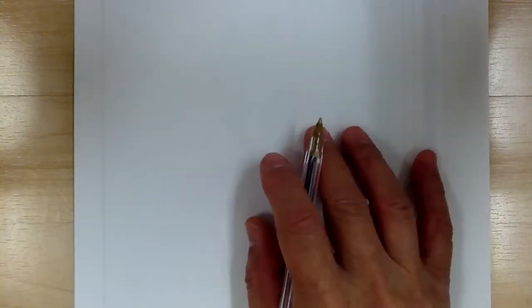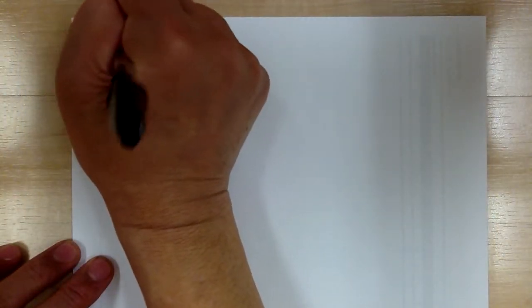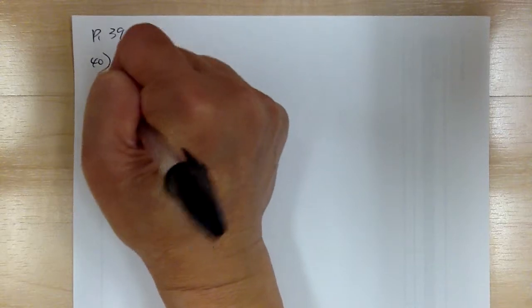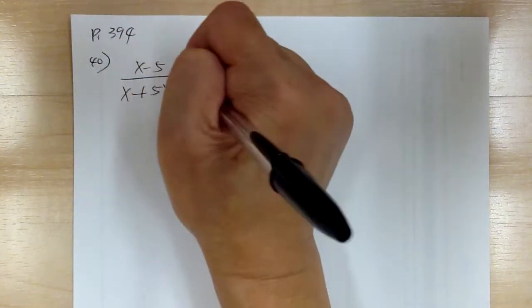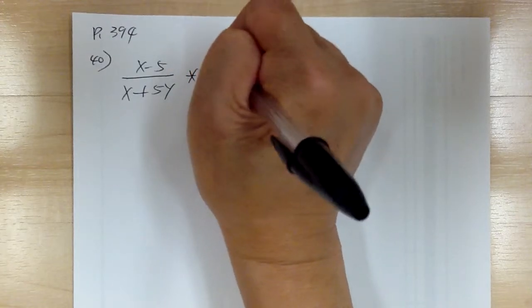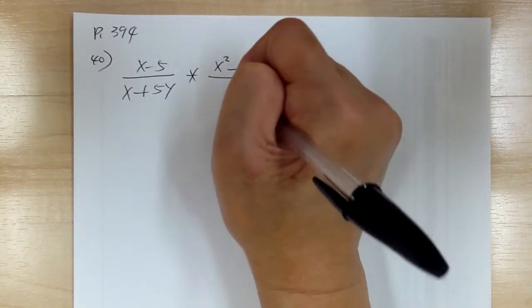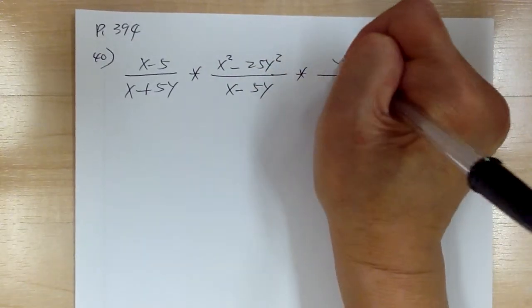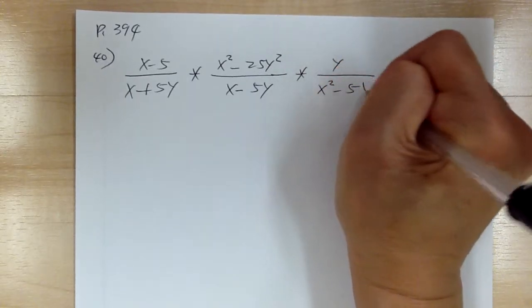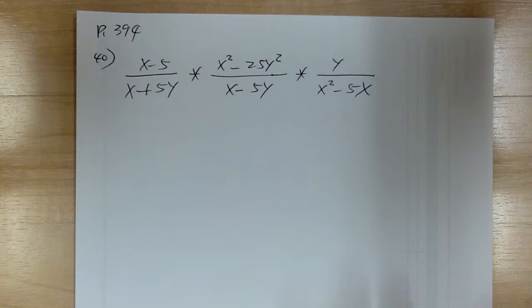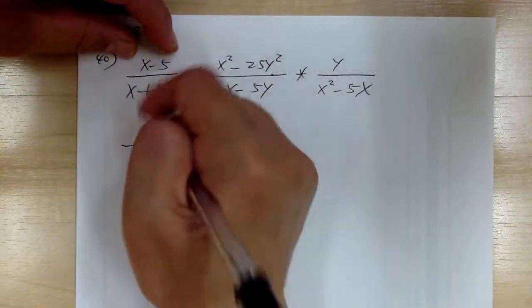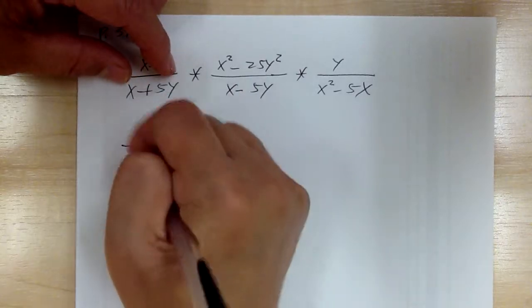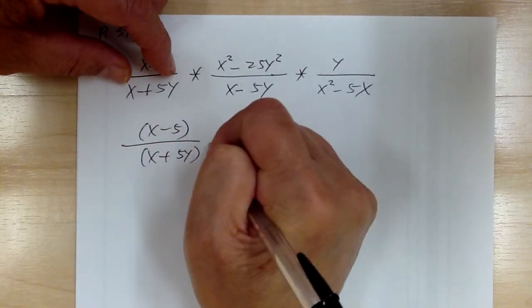Okay, let's go to number 40. You have x minus 5 over x plus 5y. Okay, this is a division, so change into multiplication and flip it upside down. Next one is multiplication, so you leave it alone, don't do any flipping. Okay, so now next step is go ahead and do all the factoring. So if you cannot factor, you can just put parentheses around that, so make it into a group. So this one you cannot do any factoring.